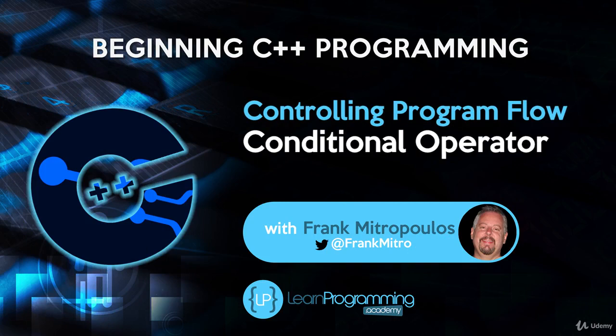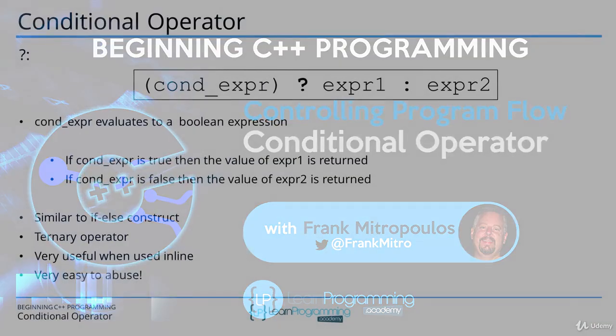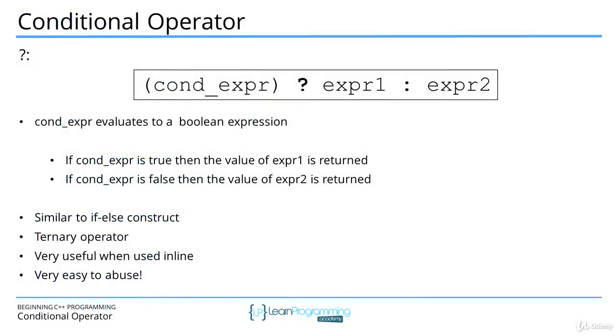In this video, we'll learn about C++'s conditional operator. This is a really neat and very useful operator. The operator is represented by the question mark and the colon symbols, but they aren't used next to one another. The conditional operator is a ternary operator, which means that it operates on three operands.